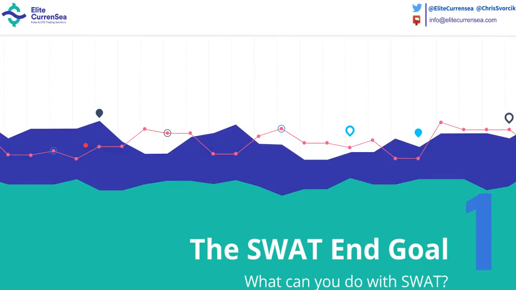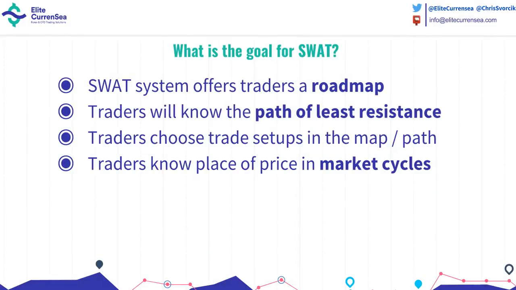All right, so first of all, what is the end goal and what can you do with SWOT? So basically, SWOT is a system that offers traders a roadmap. And there are different setups that can be traded within the roadmap. So it is not one system, it is more a methodology, it is more a vision of how to understand, analyze, and view the charts. And within that roadmap, we can choose different setups, all right?